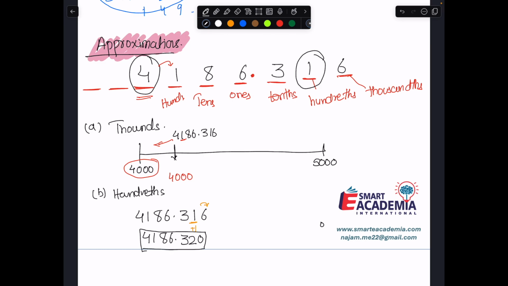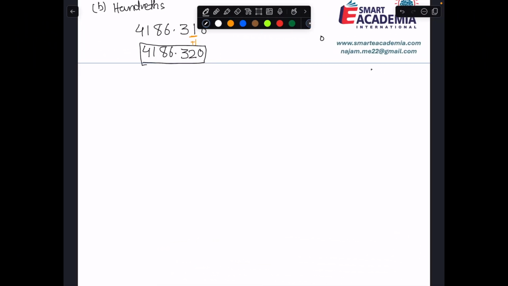So this is really important in approximations. We need to understand how we are rounding. This is the rule of rounding. Usually when it comes to approximations, there are two basic terminologies that are very important. One is the decimal place, and the second is the significant figures.